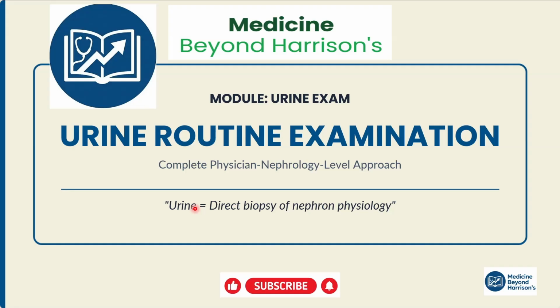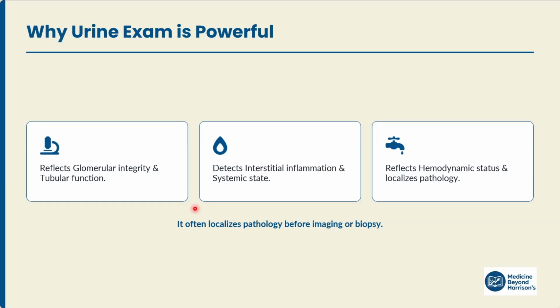Let's get started. Why is urine examination very powerful? Because it reflects glomerular integrity and tubular function very directly, detects interstitial inflammation as well as the systemic state, reflects the hemodynamic status, and also localizes where the pathology exactly is, whether in the glomerulus, the tubules, or the collecting duct. It often localizes the pathology even before imaging or biopsy.